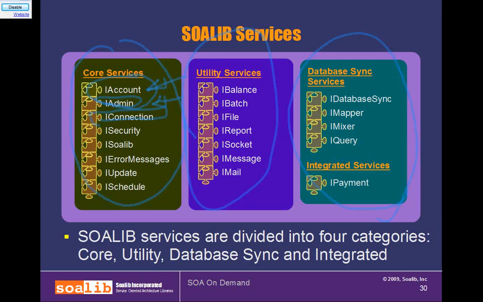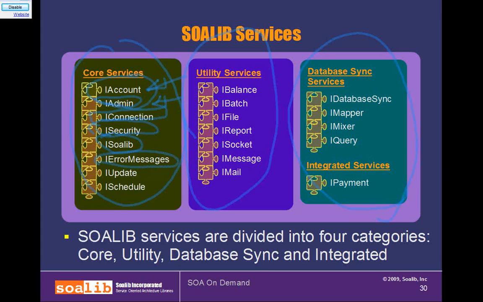iConnection is another service which can be used for connectivity, storing connectivity information for anything. It can be FTP information, database connectivity, JMS connectivity, any kind of connectivity, all stored in the same common format. iSecurity is mostly used for tunneling. When we use database synchronization, iSecurity is used to create the database tunnel. iSOALIB is the information service about SOALIB, which can be consumed by any other third-party services which would like to request information from SOALIB.